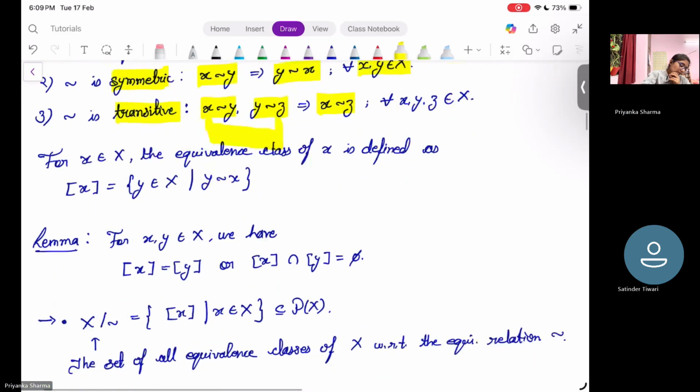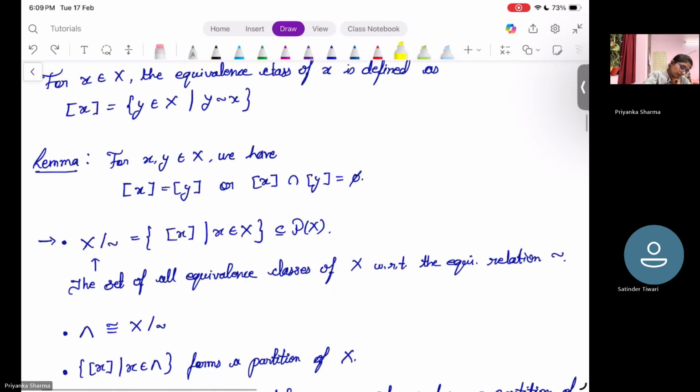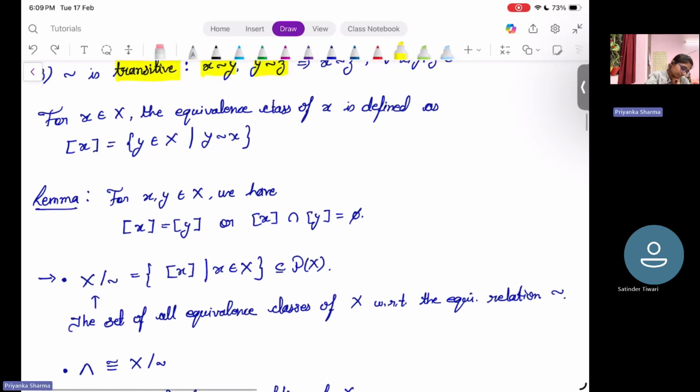Now, if we have an equivalence relation on a non-empty set, then we can have equivalence classes for elements of X. The equivalence class of x is defined as the collection of all those elements of X which are related to x.